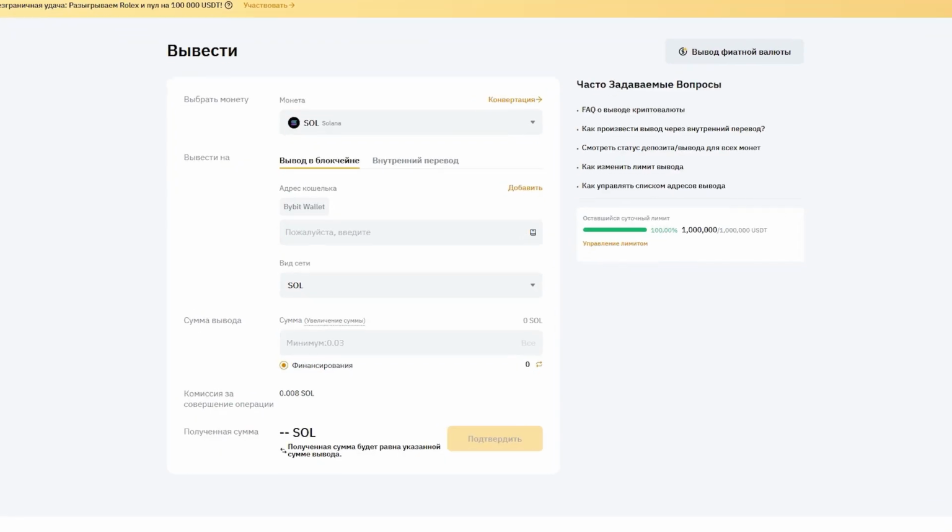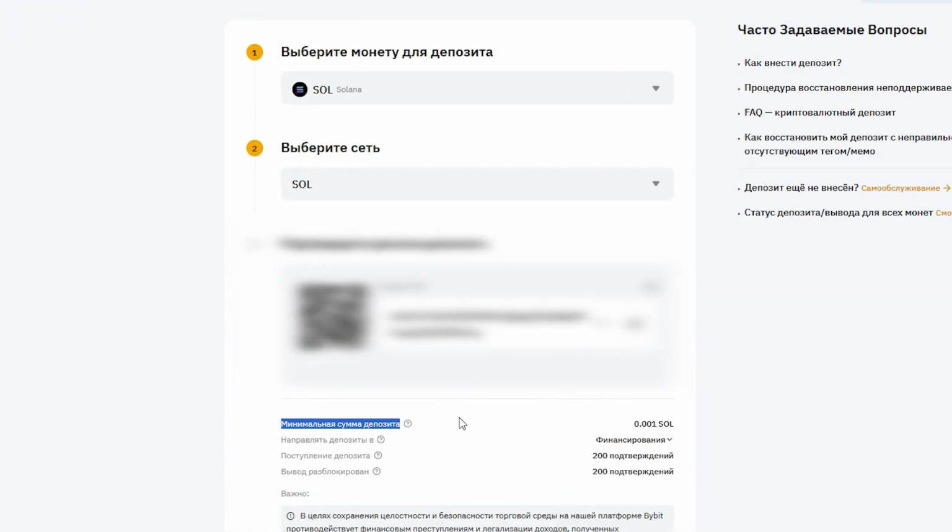The third important point is withdrawal limits. Each exchange has its own limit, so always check these limits. Some might have a limit of 1 million tokens. If a token has low liquidity, the limits might be lower. So always check both the withdrawal and deposit limits for the token. This is also indicated when depositing or sending tokens.